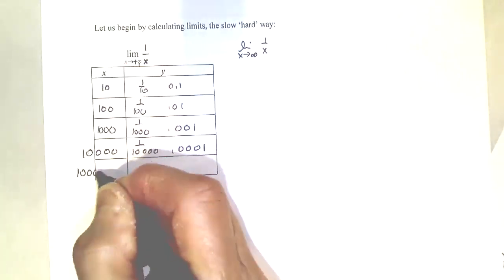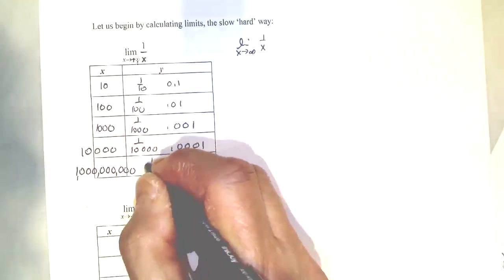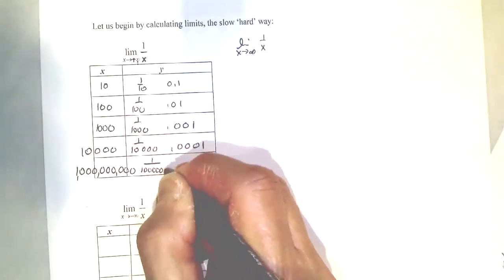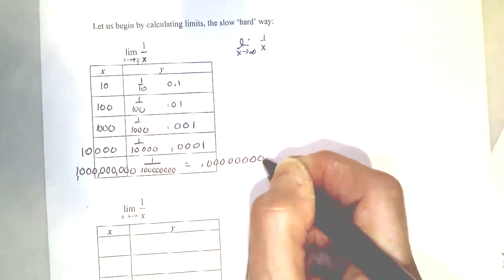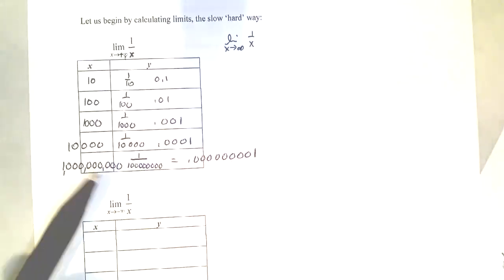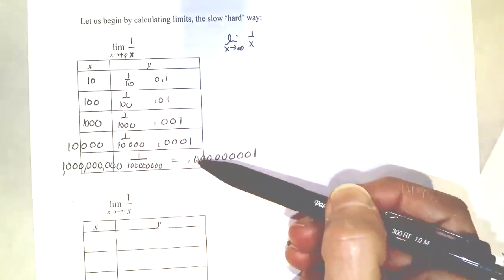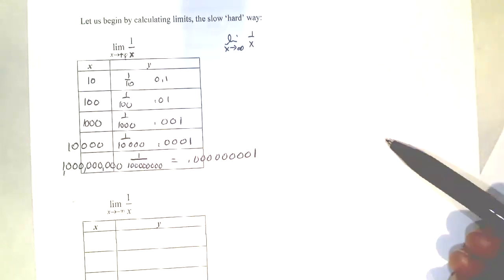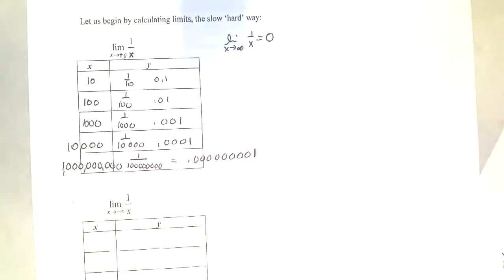In fact, if you made this an absolutely huge number, that number is, I think, 1 trillion. It has 9 zeros. That would be 1 over 1 trillion, which is 1, 2, 3, 4, 5, 6, 7, 8, 9. That is one tiny number. The fact is that the bigger x gets, the smaller the y's get. And in fact, if you keep doing this, you're going to get very, very close, if not all the way to the number 0. And that's what we say the limit is as x goes to infinity.